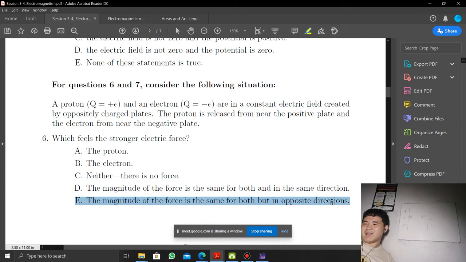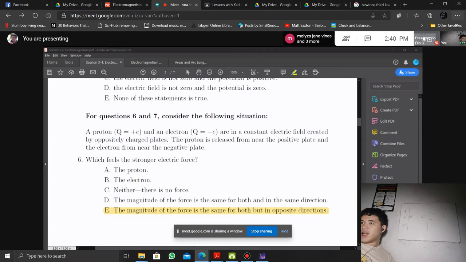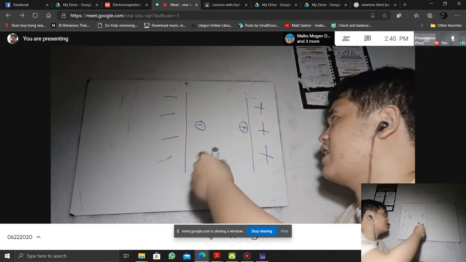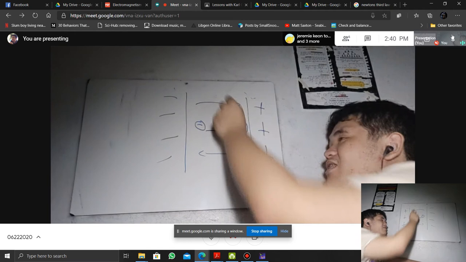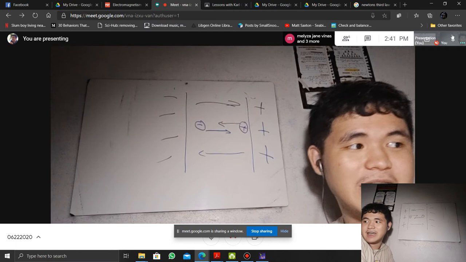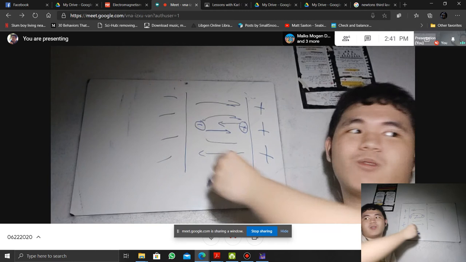So, una-una, by Newton's third law, yes, ganon. And next is... teka lang, eh. Okay. So, tanda natin na opposite yung force nila, no? Kasi, they attract each other. And the force due to the electric field also brings them there, no? And pareho lang na magnitude yon. Kasi isa lang ginagalawan nilang electric field. And next is, ito, by Newton's third law, dapat pareho lang yung magnitude ng force nila. Okay, sige. Let's go.